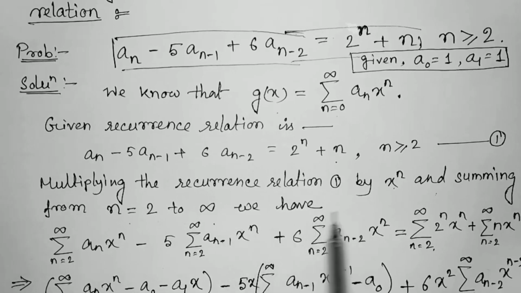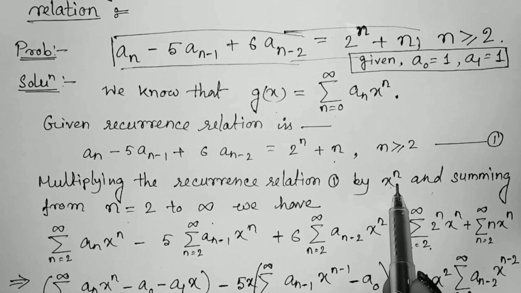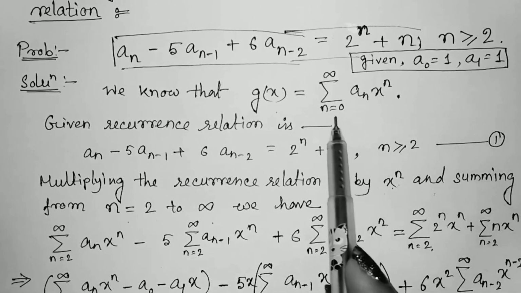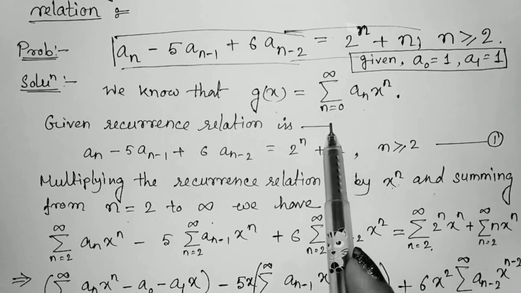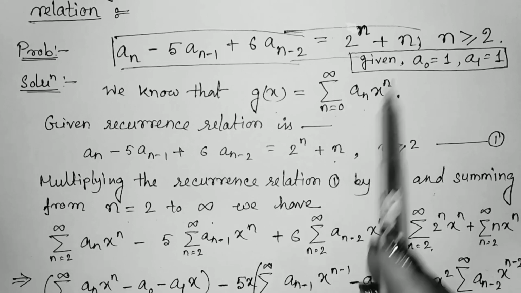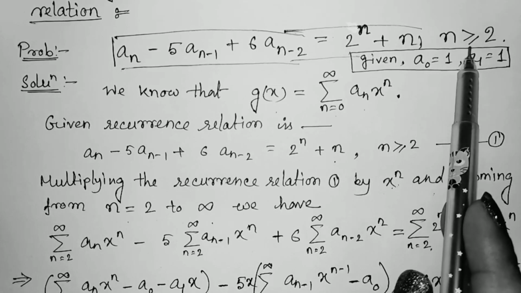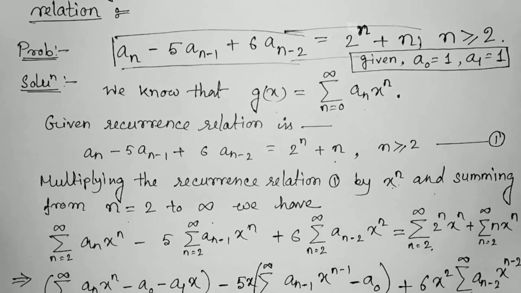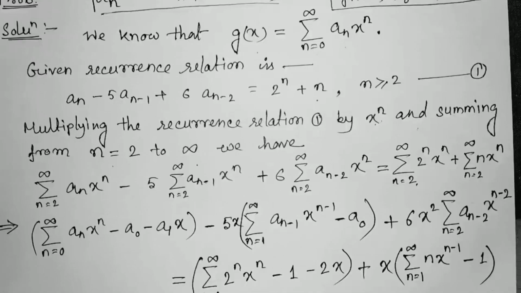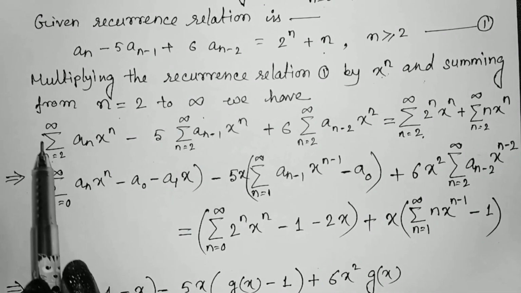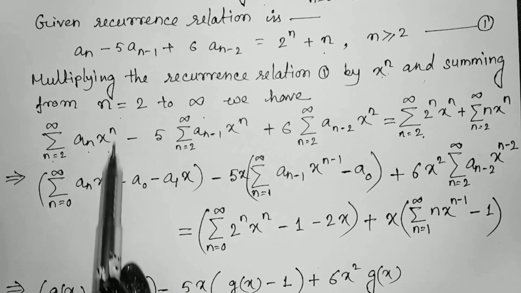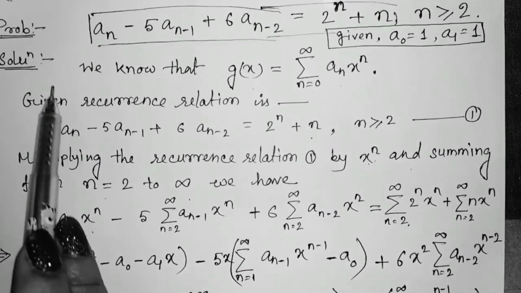Here we take x to the power n, we multiply by x to the power n because we need this type of function, and we sum from 2 to infinity because it is given that n is greater than or equal to 2. Now after this summing up, we get the summation n from 2 to infinity of a_n x to the power n, because here a_n is given.